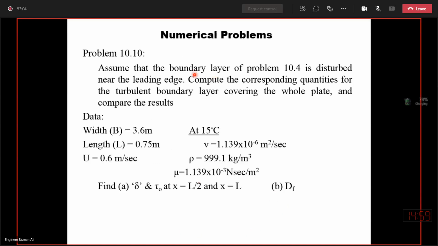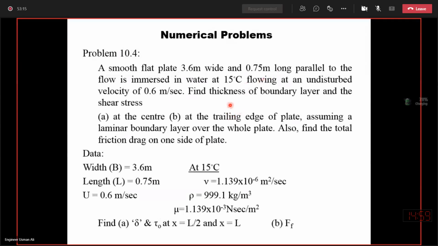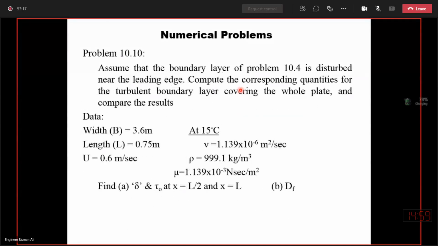The second one is 10.10. He has said that assume that boundary layer of problem 10.4, ये 10.4 हमने solve किया है, वो कह रहा है कि अब इसको अगर हम assume कर लें कि इसकी जो boundary layer है is disturbed near the leading edge. So whenever it is mentioned that the boundary layer is disturbed near the leading edge, it means that for the entire length of the plate there is turbulent boundary layer.